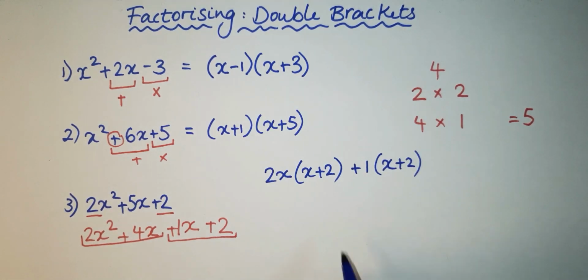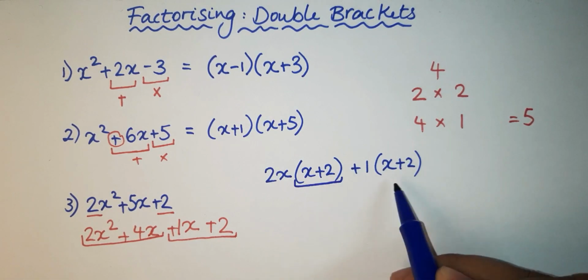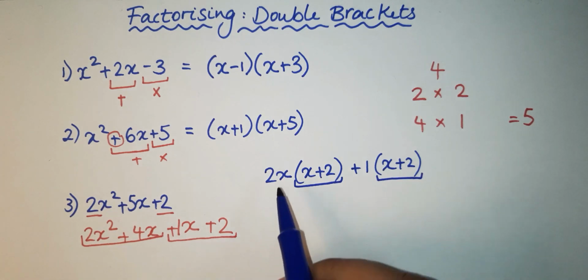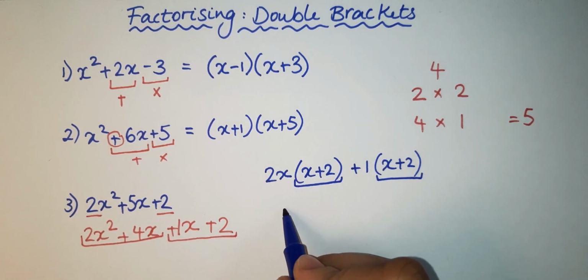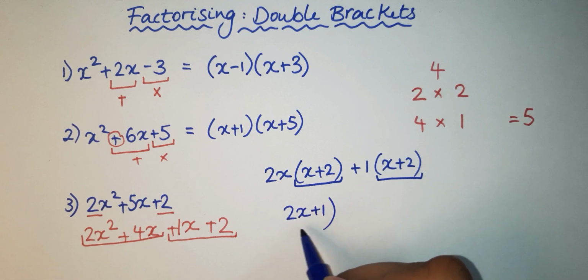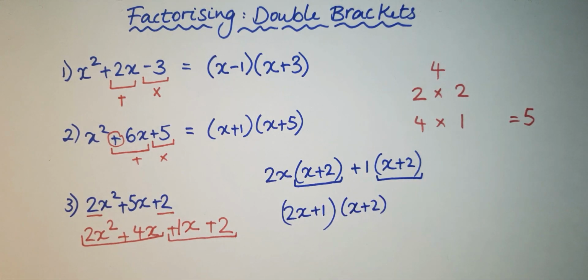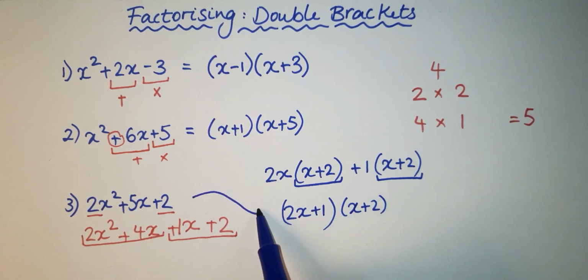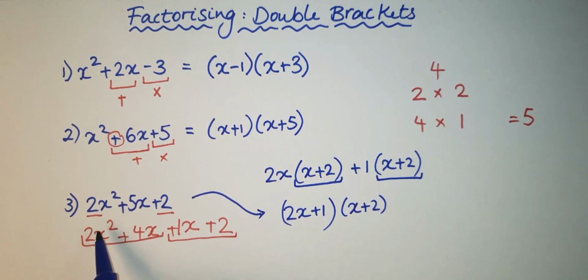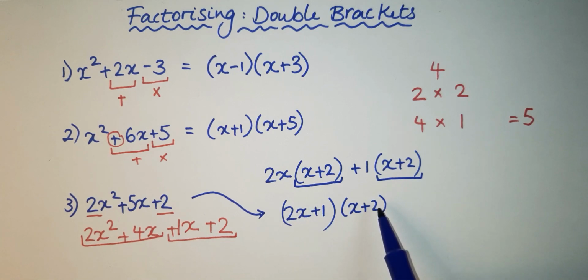Now, if you've noticed, the brackets are the same. So the 2x plus 1 becomes one bracket, and the x plus 2 stays the other bracket. And that is our answer for factorising 2x squared plus 5x plus 2 into double brackets.